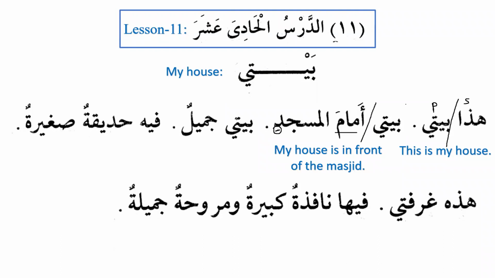Then you say bayti jamilun. Bayti will be the subject and jamilun will be the predicate. My house is beautiful. Now fi, and what will be the ending of he? It will be fihi. And why will we put kasra over here? Because before the attached pronoun hu, we have ya, which is sakin, and before ya we have kasra.